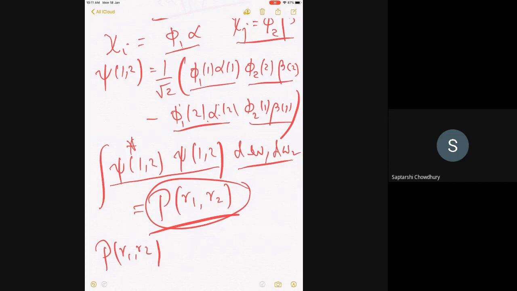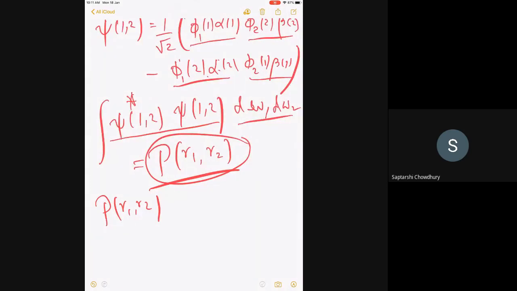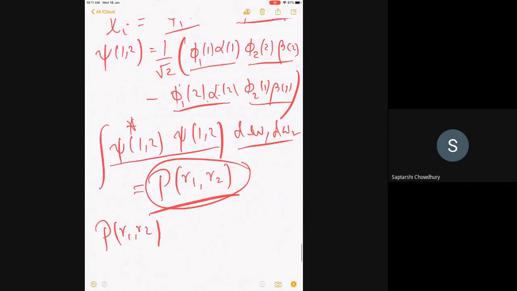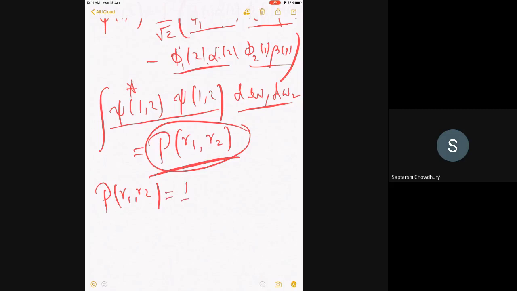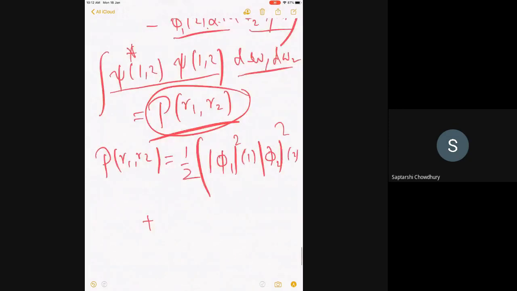Psi 1 2 star. But the important thing is that because alpha star 1 with beta star 1 would be 0 and vice versa, you can see that in such a case where there is an alpha and beta, it's very easy to show that the P R1 R2 would only be half mod phi 1 square 1 mod phi 2 square 2 plus mod phi 1 square 2 mod phi 2 square 1. That is what I'm trying to say.